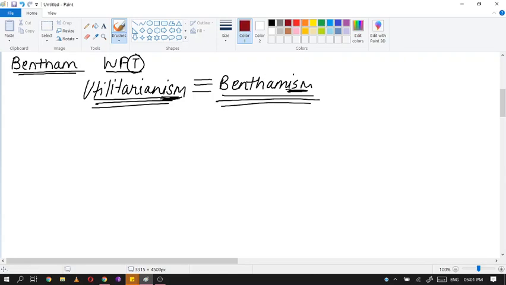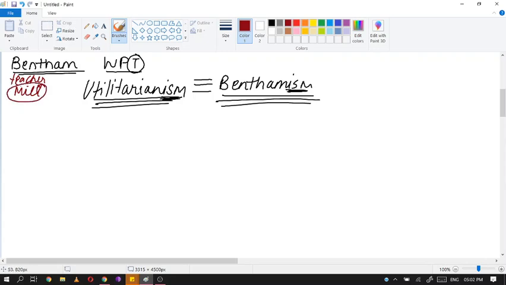Now let's begin what Bentham wants to tell. तो भाई Bentham, let's say teacher of Mill. Not even teacher, let's say Mill was very much influenced by Bentham's writing. And because whatever your teacher will be like, you will be like that only. Okay, because you are accumulating knowledge from him.